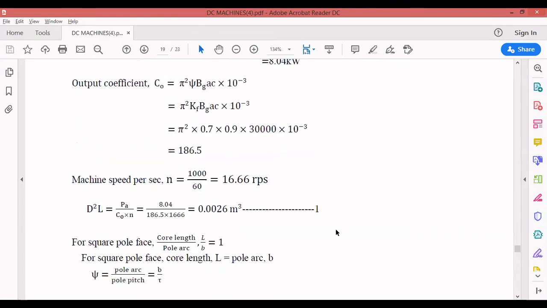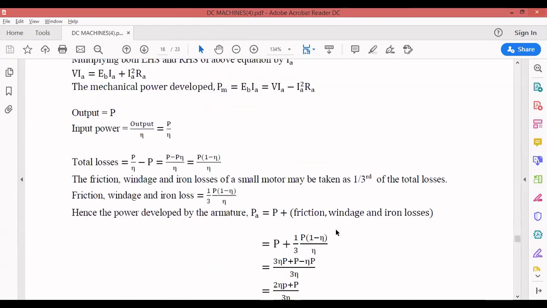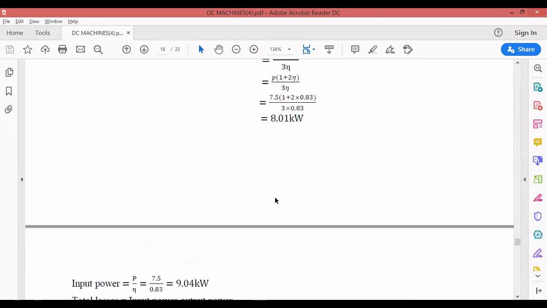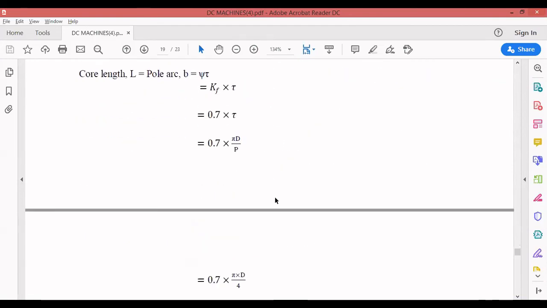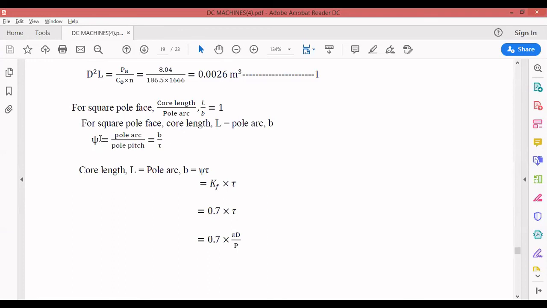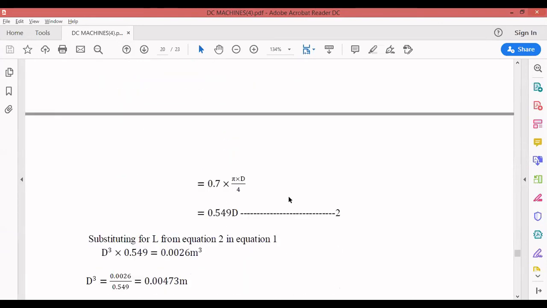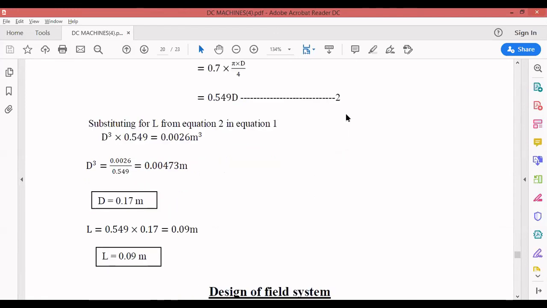Since in the problem they have not given psi, instead of psi, what have they given? They have given the field form factor. The field form factor Kf is also equal to psi. So B is equal to psi into tau, where psi can be replaced by the field form factor. So 0.7 into tau, 0.7 into pi D by P, 0.7 into pi D by 4. You get equation 2. Using equations 2 and 1, you can calculate D and L. This is the solution of your problem.